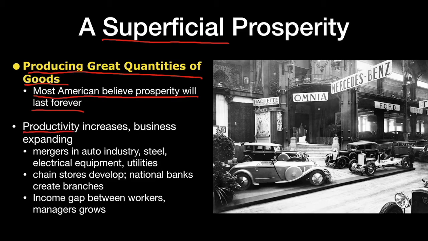Okay, so as productivity is increasing, businesses are expanding. We see mergers. We see these big companies for electrical equipment, for utilities, for steel, all kind of coming together. We see chain stores like Macy's and J.C. Penney's. We see McDonald's. Well, McDonald's comes a little bit later on, but the idea of those chains, they're starting to kind of make their way all across the country. National banks create different branches. We see an income gap between workers and managers. So now the rich, again, are going to remain really rich, while the poor, they're going to have a little bit harder time making money.